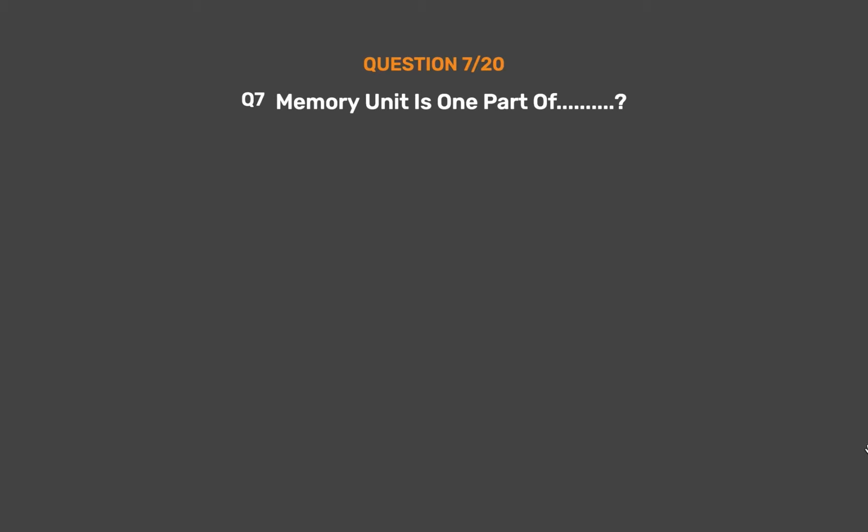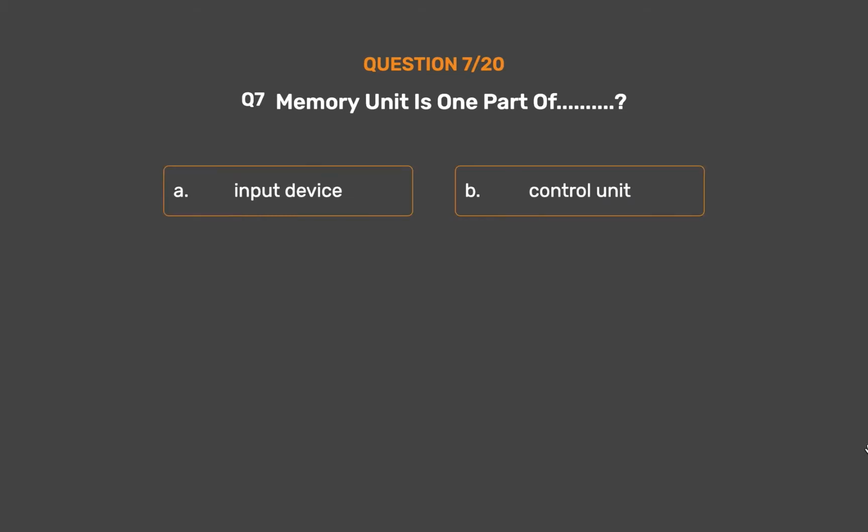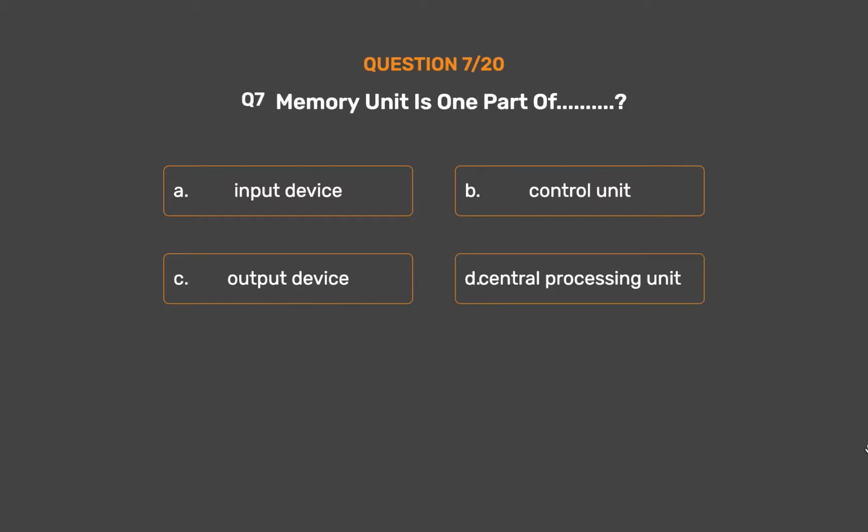Question number 7. Memory unit is one part of Option A. Input device. Option B. Control unit. Option C. Output device. Option D. Central Processing Unit.